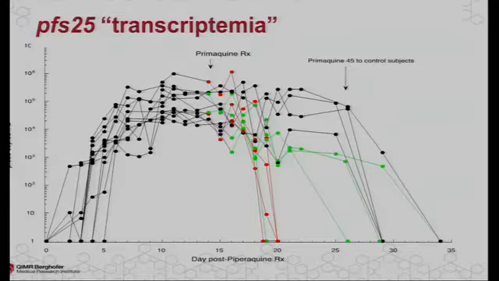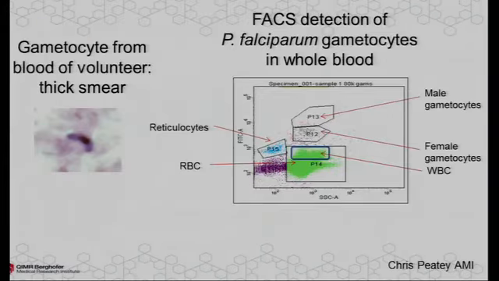The question is, can you use this as a model system to, for example, study a transmission blocking vaccine in a phase 1/2A system? And here's just some other data of a typical gametocyte seen on thick smear, and the flow cytometry that Chris Peaty from the Australian Army Malaria Institute has developed, where we can segregate male from female gametocytes by FACS.